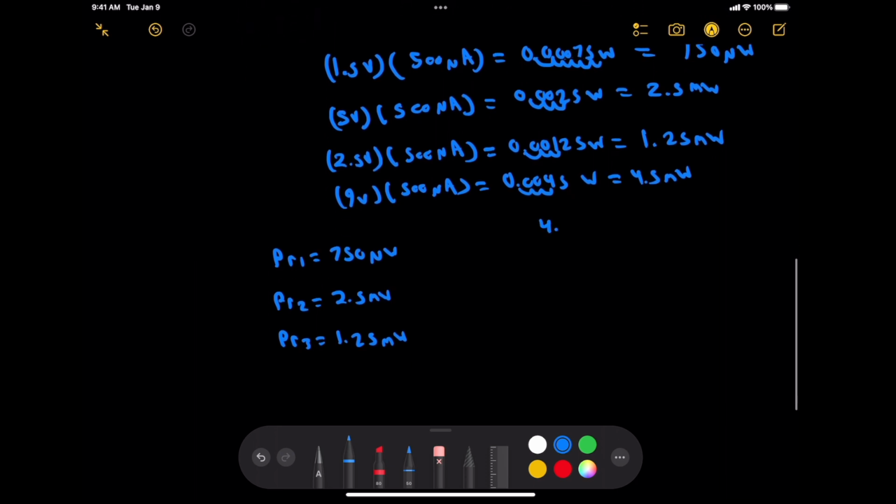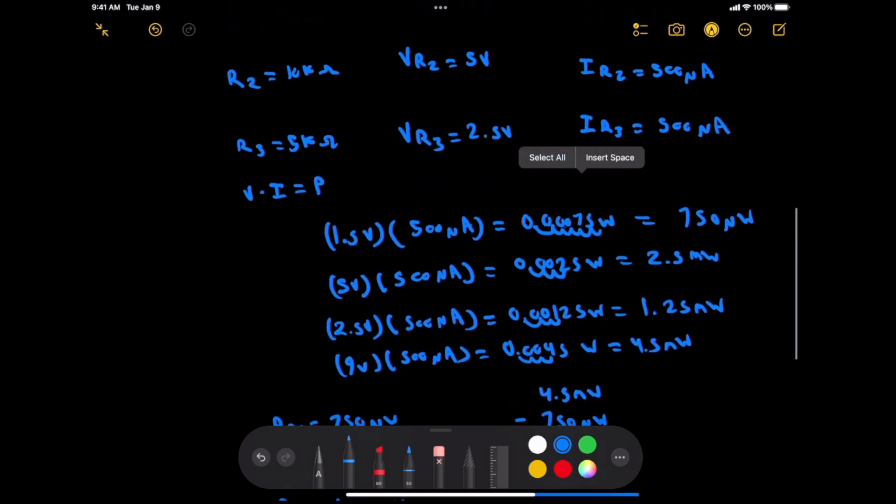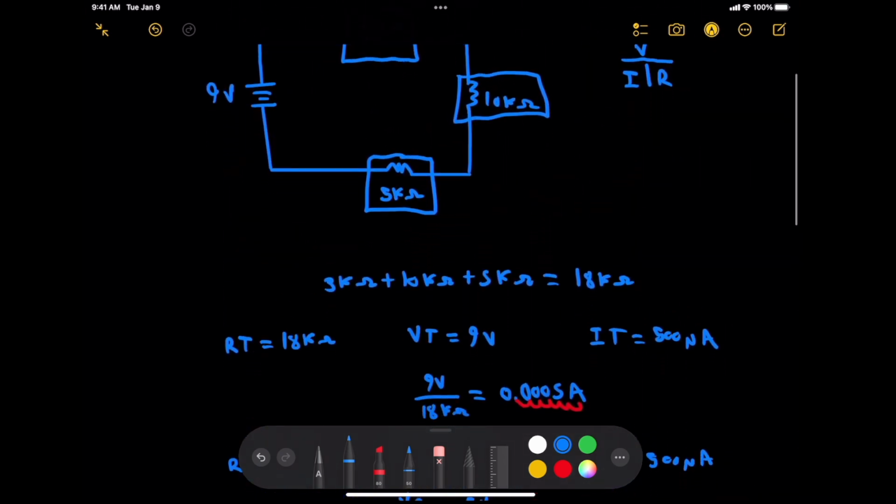So let's just double check our work. We have 4.5 milliwatts, and we're subtracting 750 microwatts, 2.5 milliwatts, and 1.25 milliwatts. So let's just do that. 4.5 EE negative 3 minus 750 EE negative 6 minus 2.5 EE negative 3 minus 1.25 EE negative 3. And it gets us a total of 0, meaning we are correct. And that's it for dealing with simple series circuits.